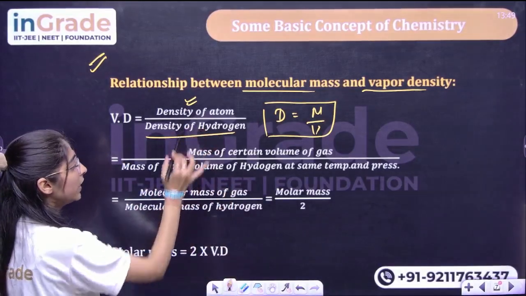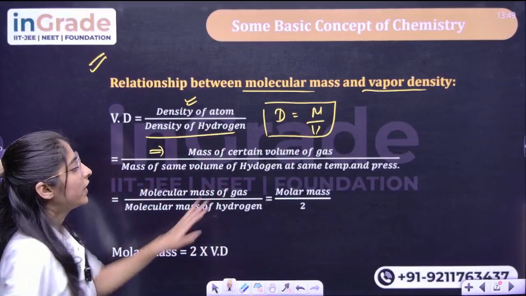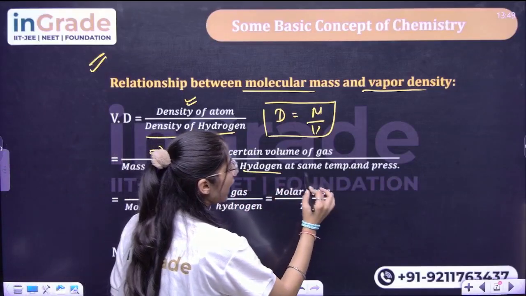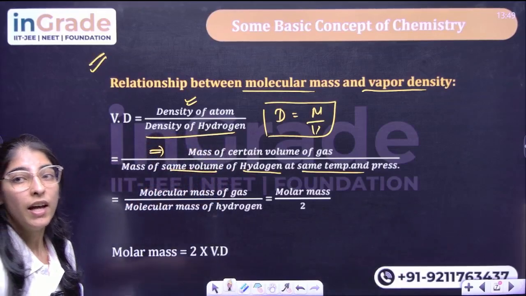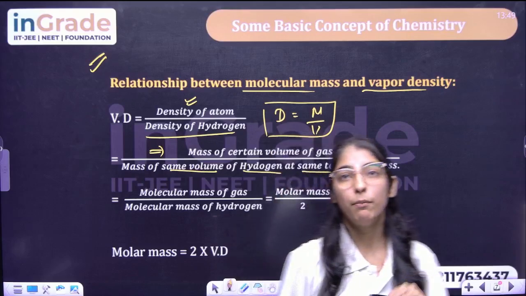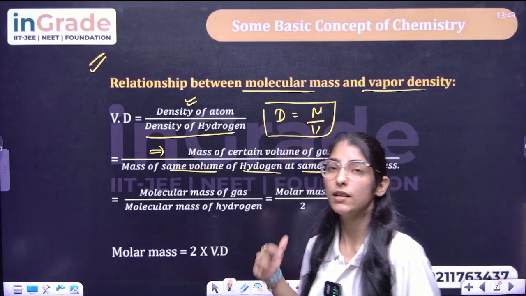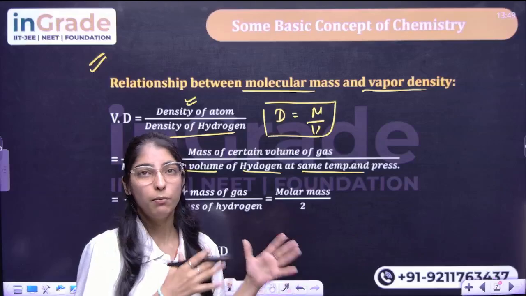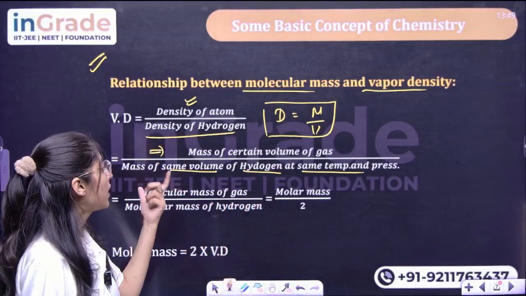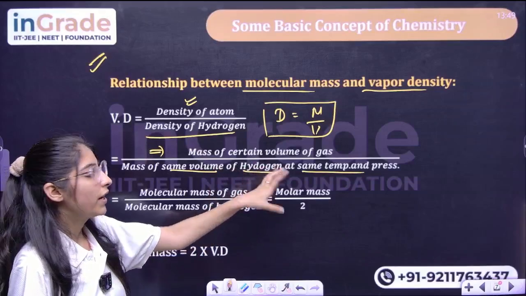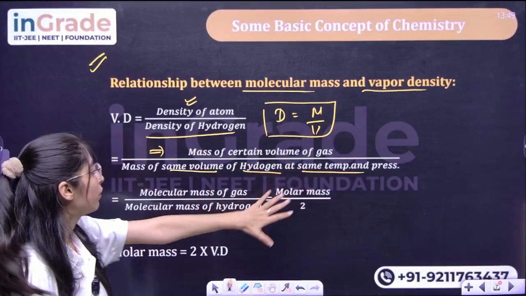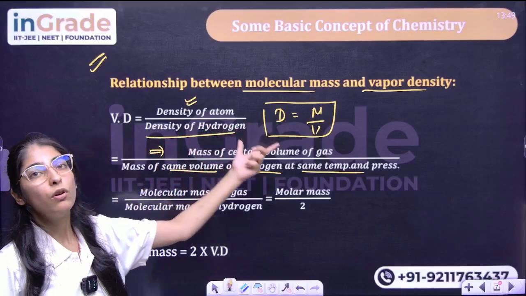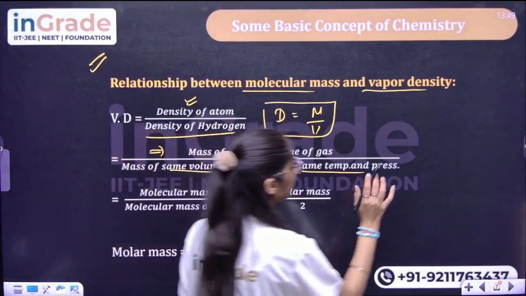The mass of a certain volume of gas divided by the mass of the same volume of hydrogen at the same temperature and pressure. Avogadro hypothesis talks about conditions that are fixed, the same temperature and pressure. That's why we are taking the mass of the same volume of hydrogen at the same temperature and pressure. Hope you got it. Now, some question may come to your mind: ma'am, where is the volume? We are going to take the same volume.